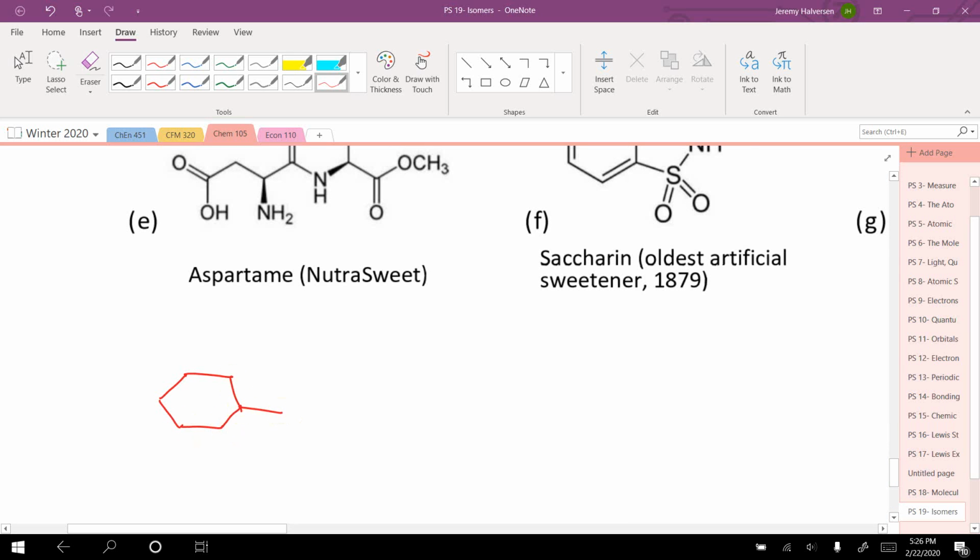If I'm wondering if this carbon is chiral, remember, it's got this group, it's got that group, and it also has a hydrogen. Well, this group is 1 carbon long, this group is 2 carbons long, this group is 3 carbons long, this hydrogen is a hydrogen, so those 4 groups are different, so that carbon would be chiral.